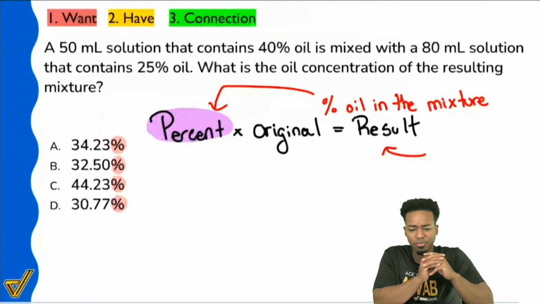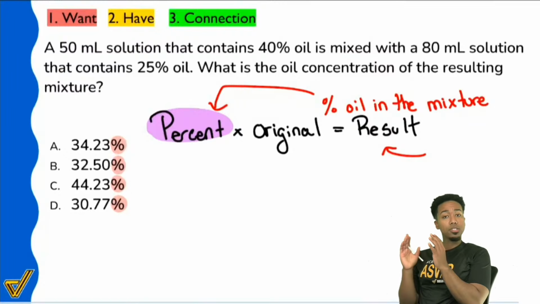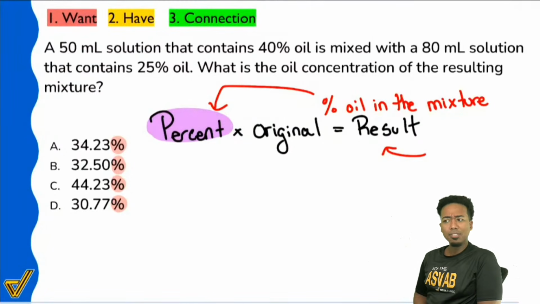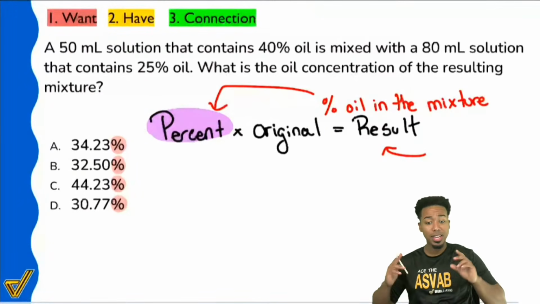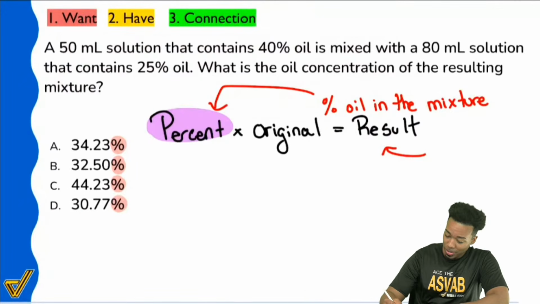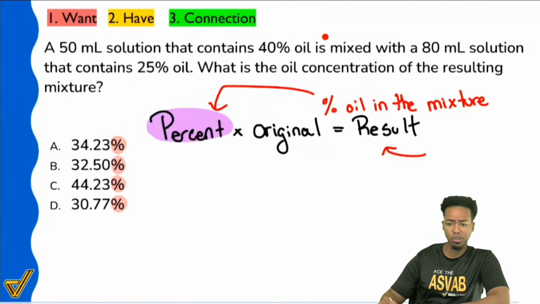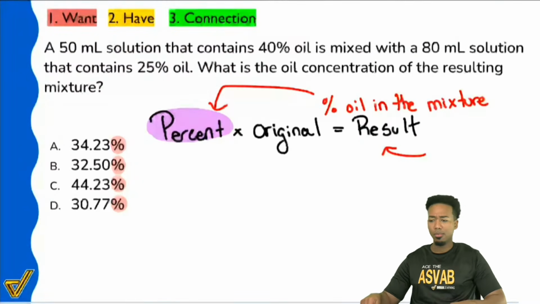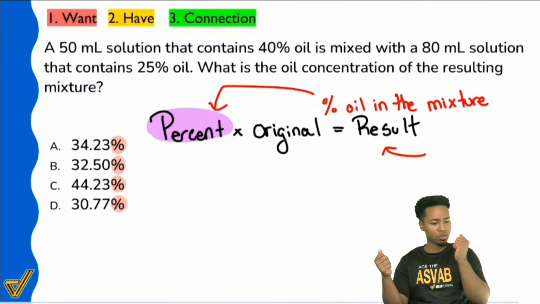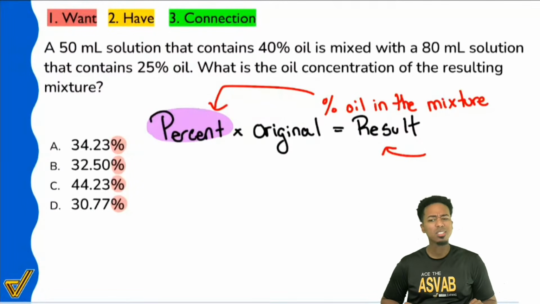Cool. Now that we're done with that part, here's the second fundamental fact, and this fact is a lot easier to understand than this first one. I can guarantee you that right now. Everybody, we see that this 50 milliliter solution contains this much oil mixed with this solution that contains that much oil. Basically, is it true that we have solution 1, solution 2, you combine them and you get the mixture? Is that fair, everybody?